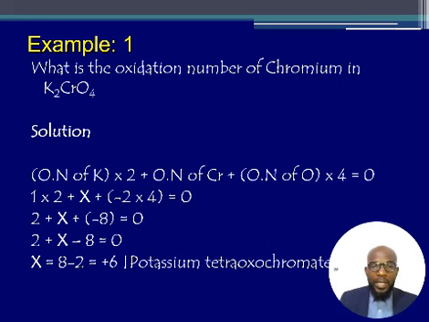Let's consider calculating the oxidation number of some elements in a compound. The first one is potassium tetraoxochromate(VI). If you look at the compound, potassium has an oxidation number of +1, while chromium will be regarded as X because we are looking for the oxidation number of chromium. The oxidation number of oxygen is -2. So when we resolve the operation on the slide, we get chromium having an oxidation state of +6. Therefore, we call it potassium tetraoxochromate(VI). The VI in the name is derived from the oxidation state of chromium in that compound.